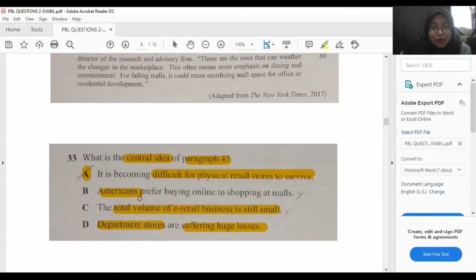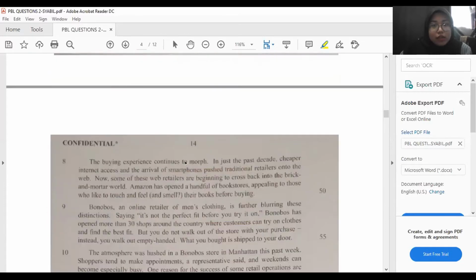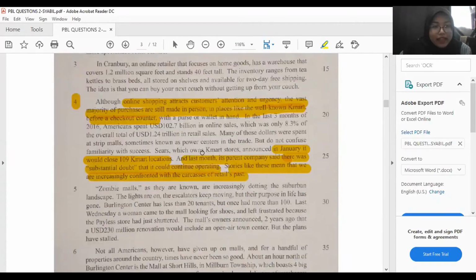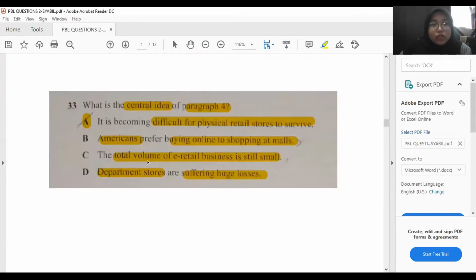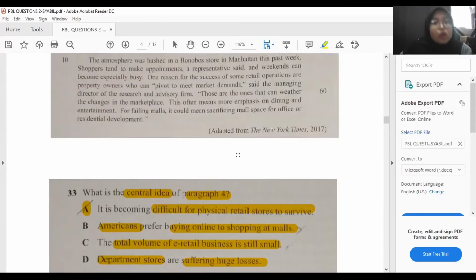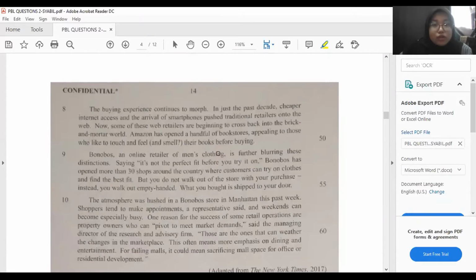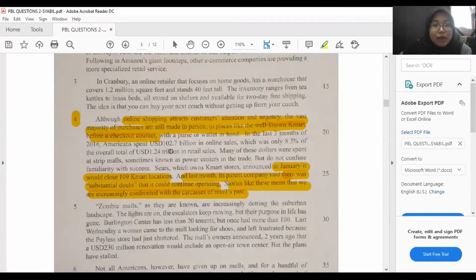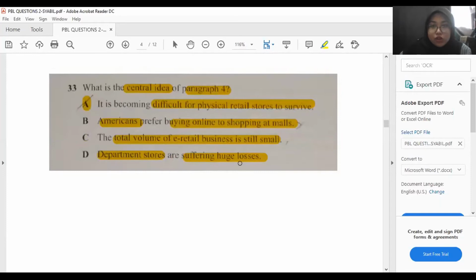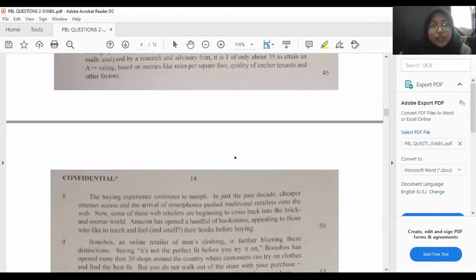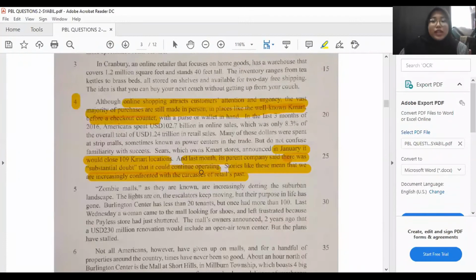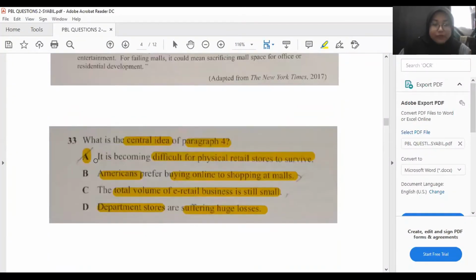And then it says Americans prefer online shopping to shopping at malls. This cannot be found in this paragraph. And then the total volume of e-retail business is still small, which is not mentioned here also. And lastly, the department stores are suffering huge losses. So it isn't mentioned here too. So the best answer for this is A.